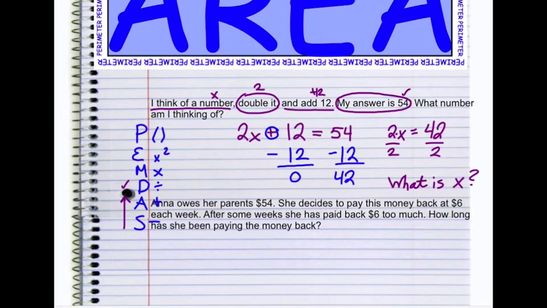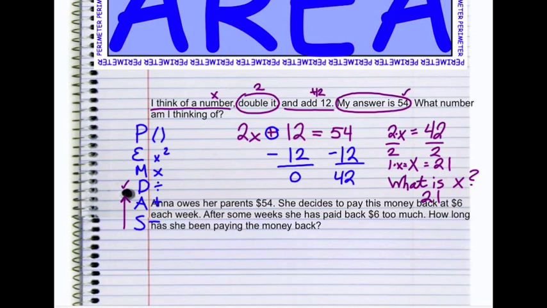So 2 divided by 2 is 1. 1x is the same as just x. 42 divided by 2 is equal to 21. So the question, what is x? Well, x is equal to 21.